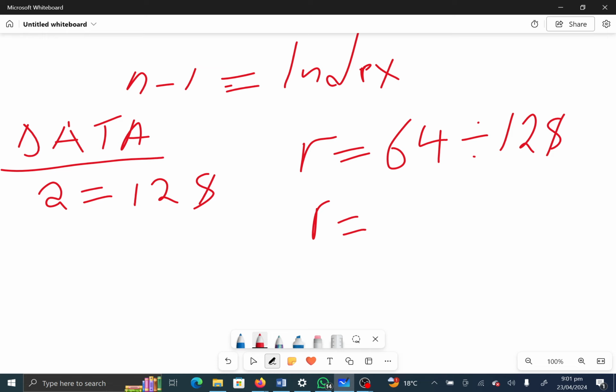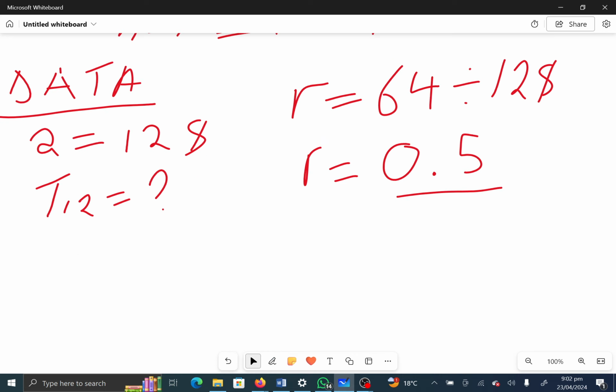You can get your calculator and divide alongside with me. Then your answer is 0.5. So 0.5 is our common ratio. Now we are told that we should look for the 12th term, so what we are looking for is T12.